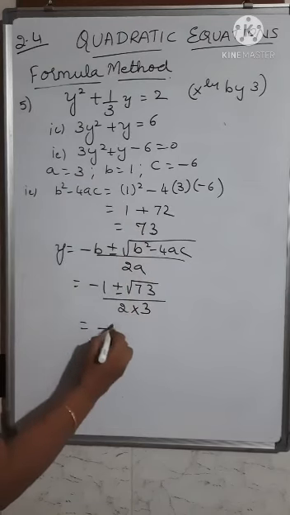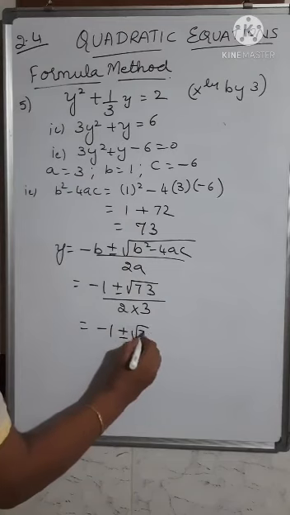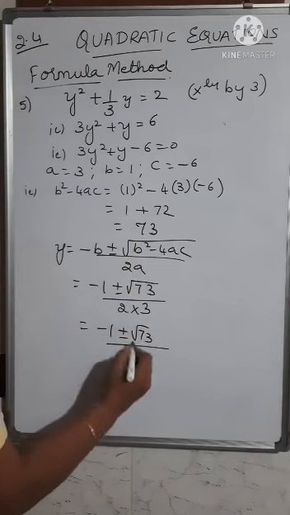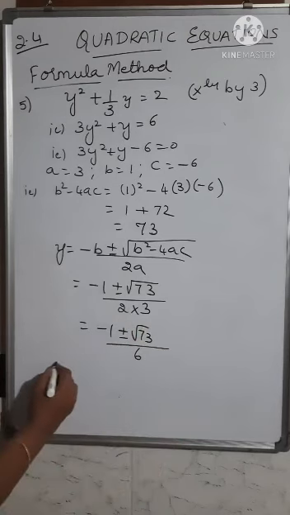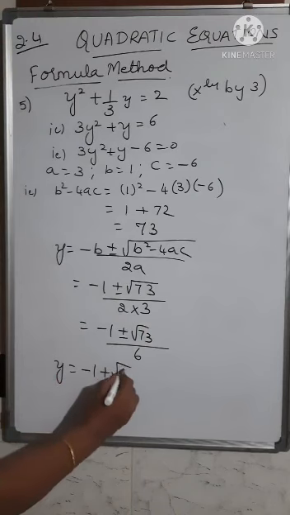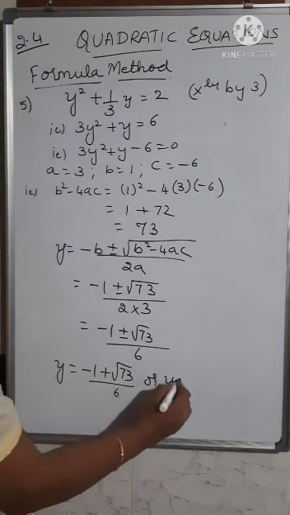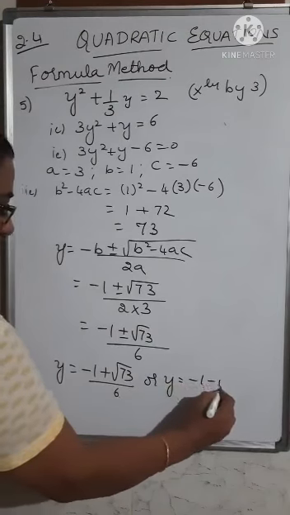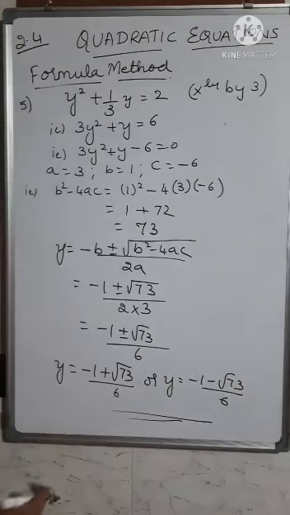So this will be minus 1 plus or minus root 73 upon 3 twos are 6. Here nothing can be taken out as common factor. So you split it and write it as y is equal to minus 1 plus root 73 upon 6, or y is equal to minus 1 minus root 73 upon 6. So this completes the problem.